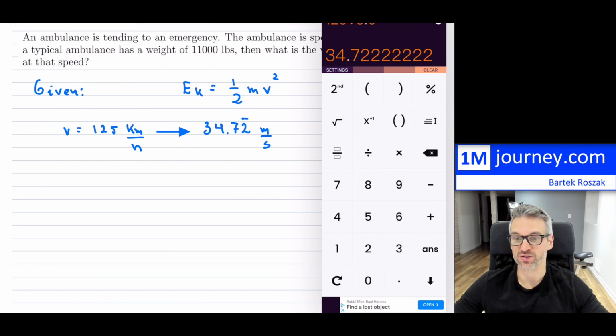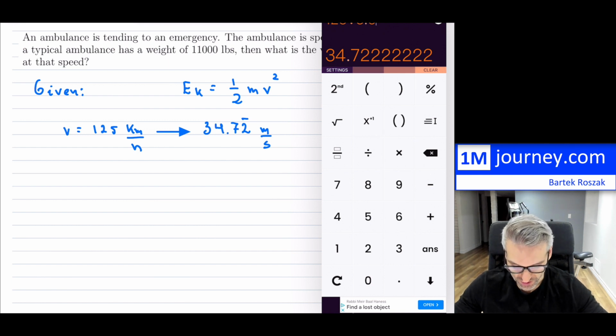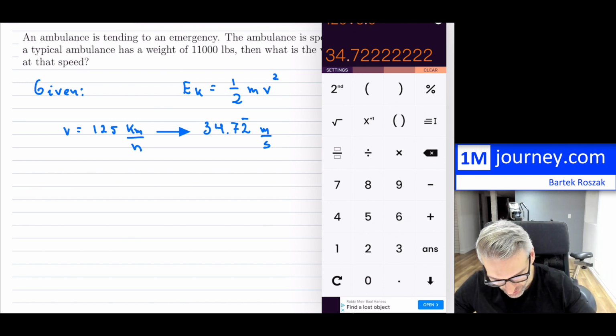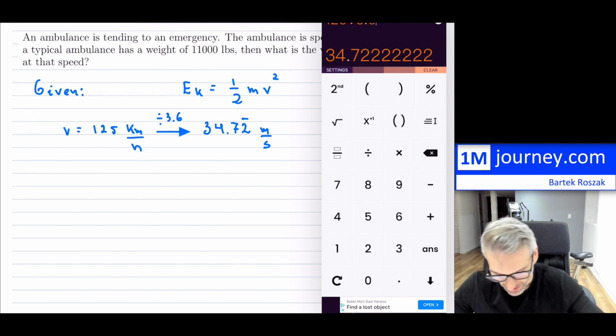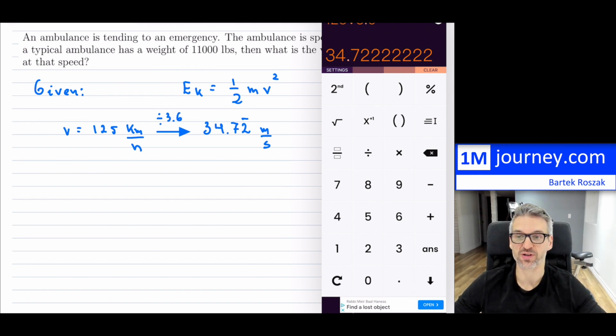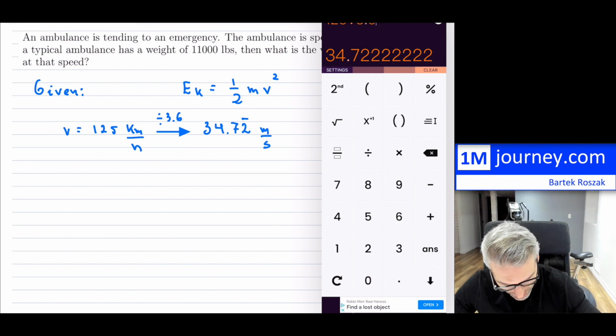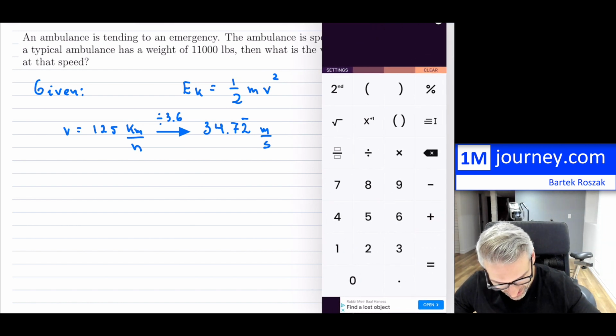What I'm doing is I'm changing kilometers to meters, and then I'm changing hours to seconds. So I'm doing the unit conversion there. You can certainly do it the longer way if you like, but this is a very quick way. If you remember, you can just simply divide by 3.6, and that will get you to meters per second. That's the conversion between 1 meter per second and 3.6 kilometers an hour. All right, so that's the first item.